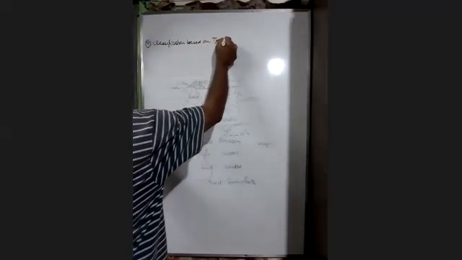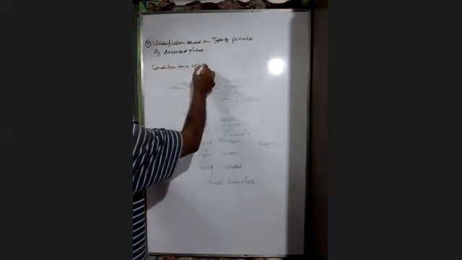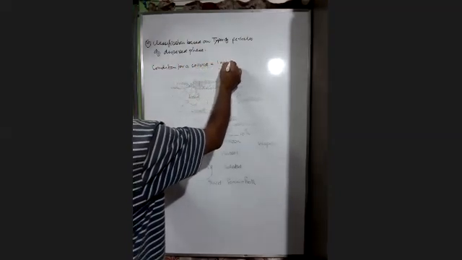Okay. Then third, classification based on types of particles of dispersed phase. See, what is the condition for a colloid? Condition for a colloid, it should fall between 1 nanometer to 1000 nanometers.